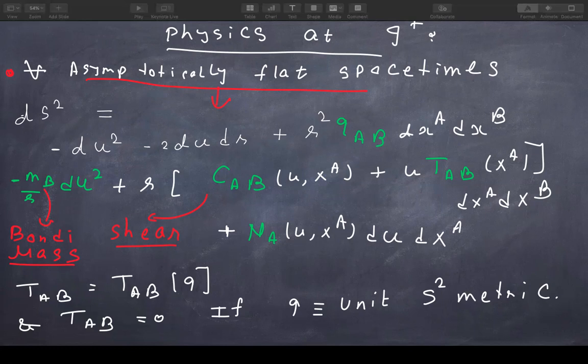And it turns out that there is a freedom that you can actually deform the shear by a linear in u term, which I have just denoted as T_AB. So these x's are the coordinates on the sphere. So T_AB is just a function on the sphere. It doesn't depend on u itself. And it turns out that T_AB is non-zero if and only if q_AB is not a unit sphere metric. So if you work like in the olden days, like BMS did, where your q was just a unit sphere metric, then T will be 0 and you will only have the C_AB as the term in the shear.